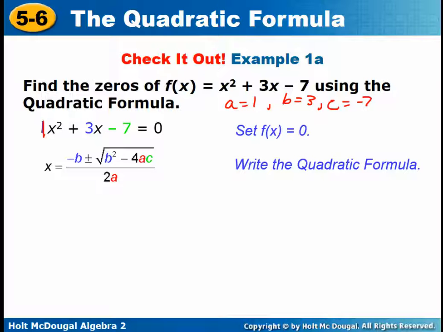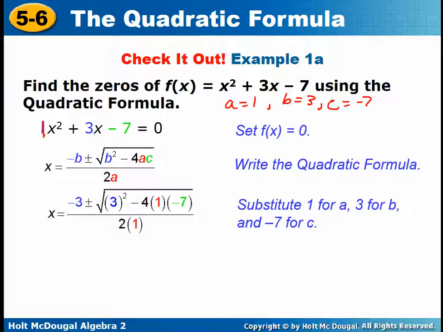And then there's the quadratic formula. Start to memorize it, and then replace every a you see with 1, every b you see with 3, and every c you see with negative 7. And then we simplify. These numbers are a little smaller.